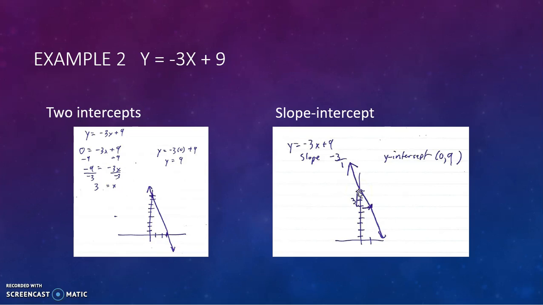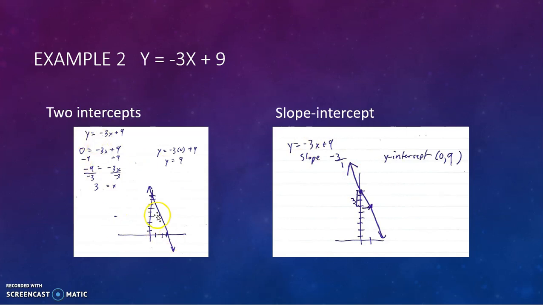So I change y by -3. I decrease my y coordinate by 3. And I change x by 1. I increase my x coordinate by 1. So that puts me here, which is x is 1, y is 6. And then I connect the 2 points. Okay, so that's the slope-intercept method.